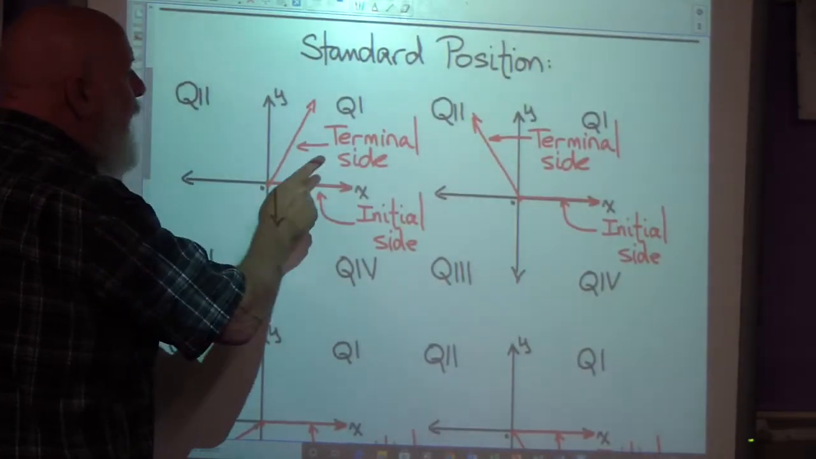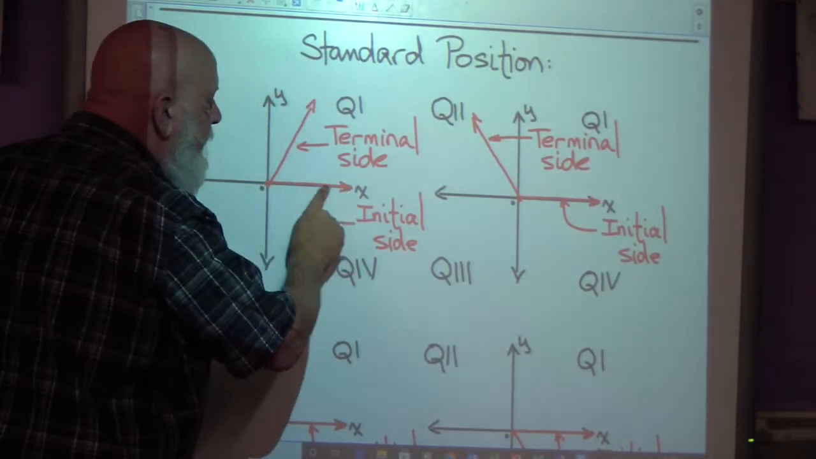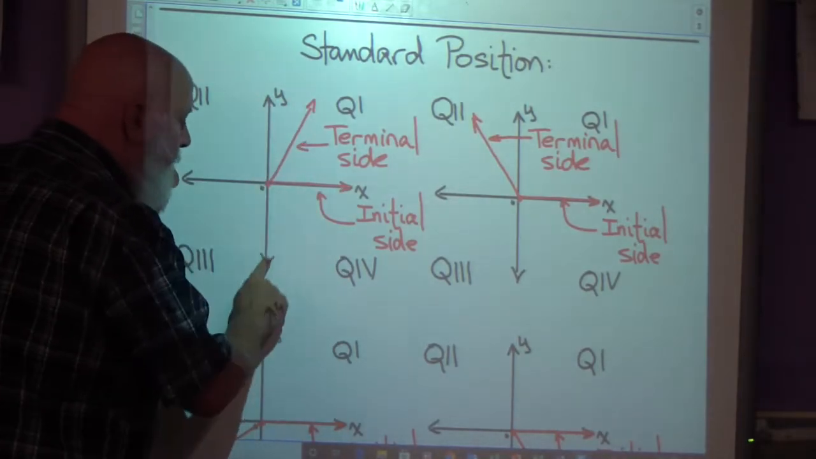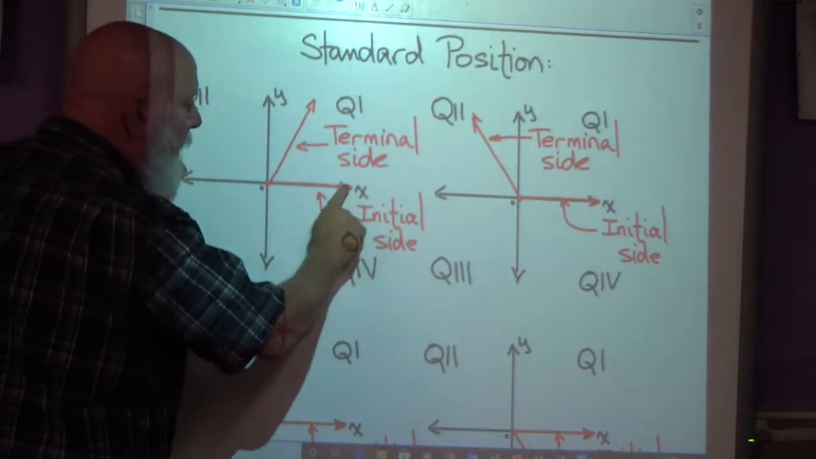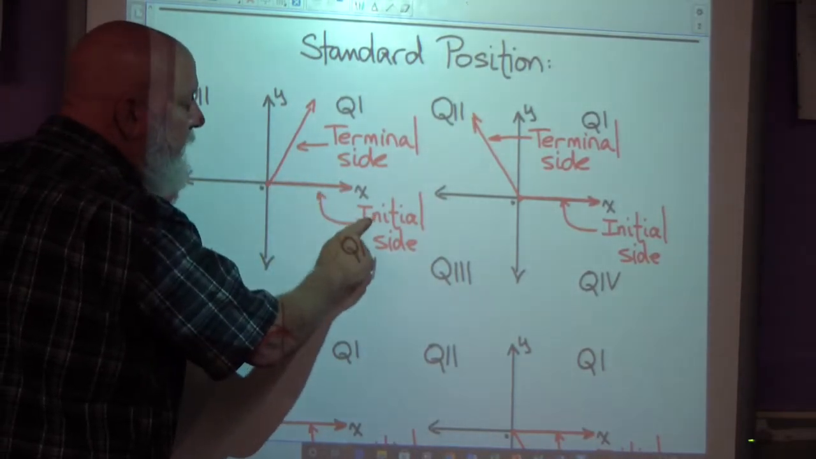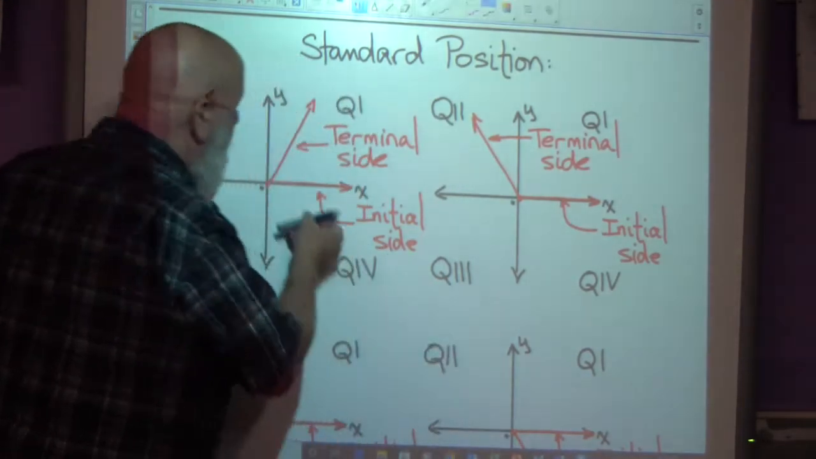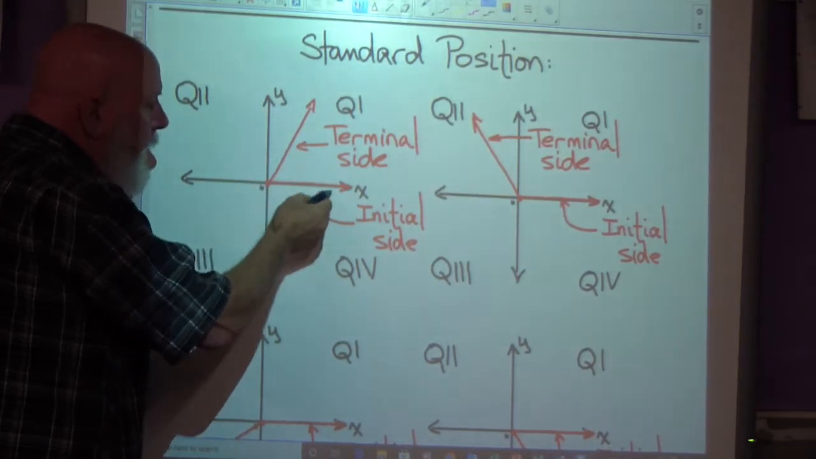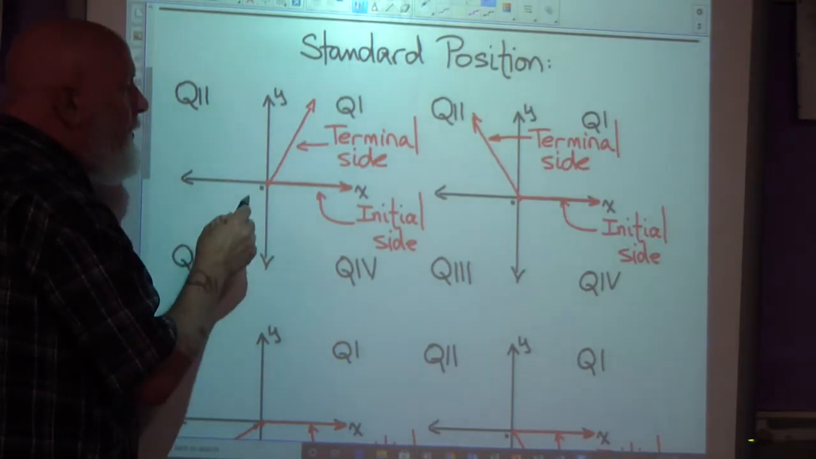Standard position of an angle. We have two sides of an angle. We have what we call the initial side. The initial side is always the positive x-axis. We have the Cartesian coordinate plane, that's the x and y axes. The positive x-axis is the initial side of our angle, and we are going to rotate the other side and form an angle, and it's going to stop somewhere.